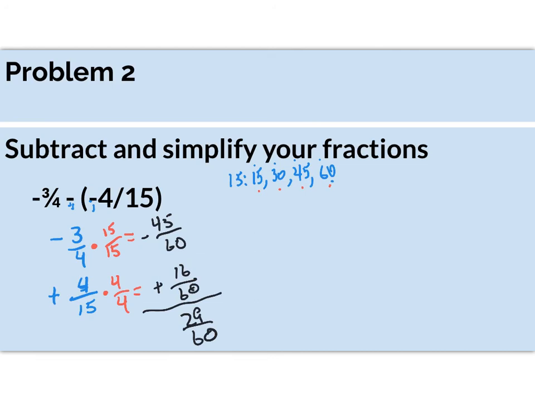And we are done. Oh, I forgot one thing. Look at our sign. The 45 is the bigger number. It has a negative. The negative comes down. So our actual answer is negative 29 over 60. So that concludes our first lesson on adding and subtracting fractions.